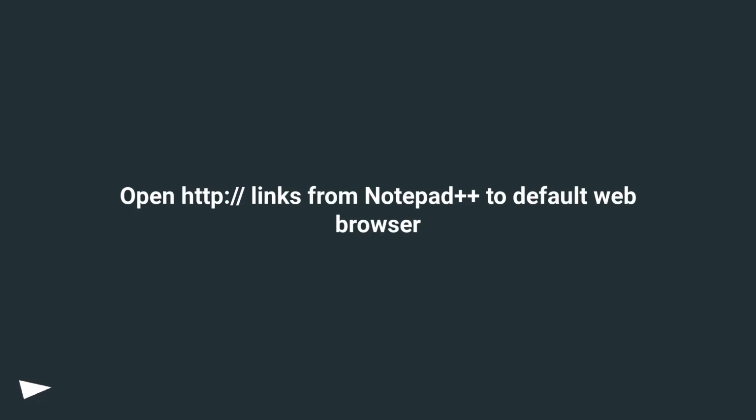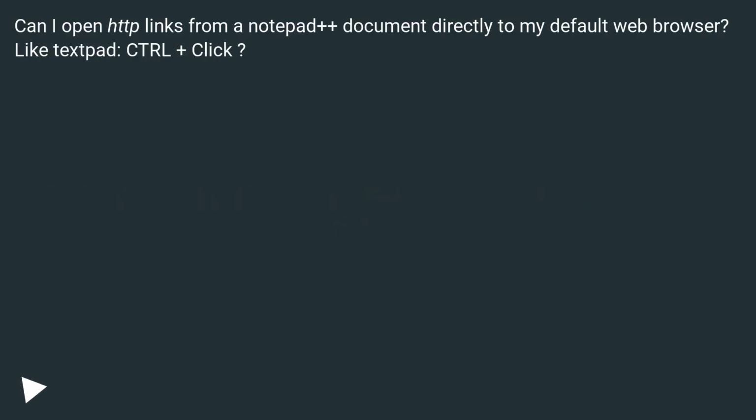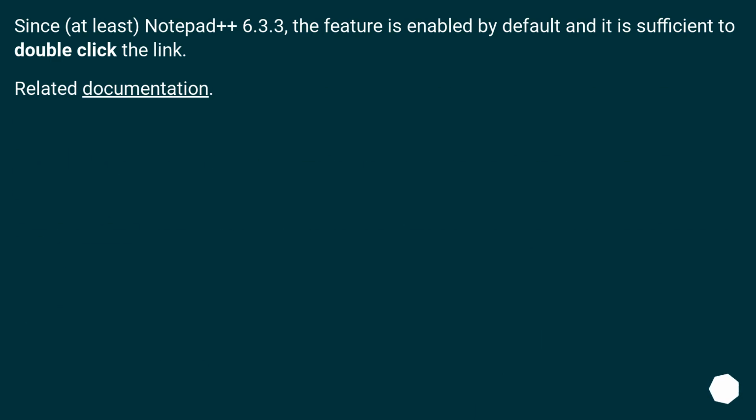Open HTTP links from Notepad++ in the default web browser. Can I open HTTP links from a Notepad++ document directly to my default web browser, like in TextPad with Control plus click? Since at least Notepad++ 6.3.3, the feature is enabled by default and it is sufficient to double-click the link.